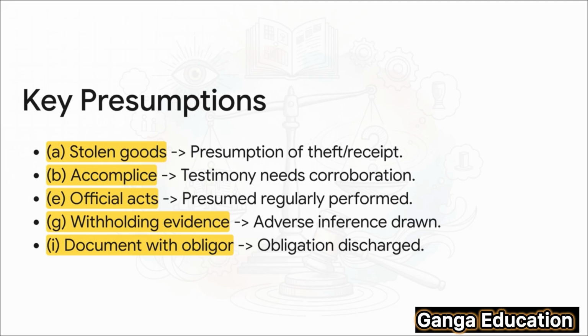Possession can lead to a presumption of theft. Point B is a rule of caution. You can't just trust an accomplice's testimony without some backup. Points E and G directly reflect the case law we just discussed. And finally, I gives a great business example. If a borrower has the loan document back, the court can presume the loan has been paid off.